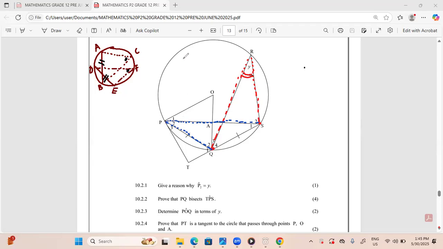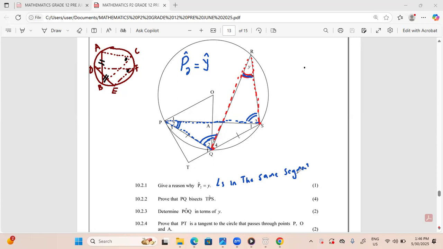Now you say, okay, the angle P2 is equal to y. What is the reason? Angles in the same segment, angles subtended by the same chord. So P2 is equal to y, and also Q2 plus Q3 is equal to S2. So P2 equals y. What is the reason? Angles in the same segment. Yes, I thought we would use a reason for 10.2.1. I thought we would use a reason that says equal chords subtend equal angles. So that is not the one. Angles subtended by the same chord.